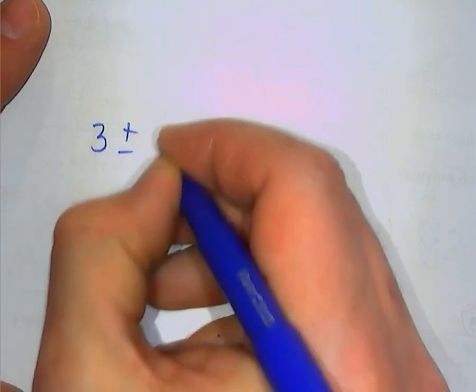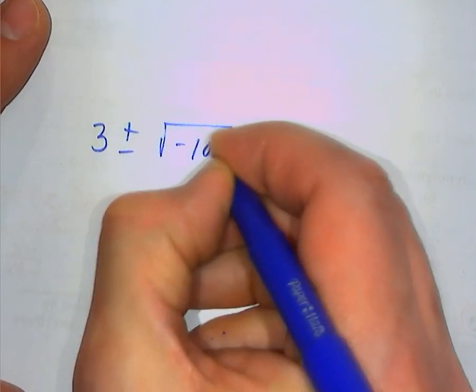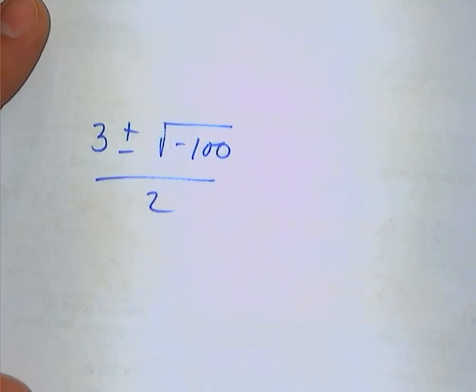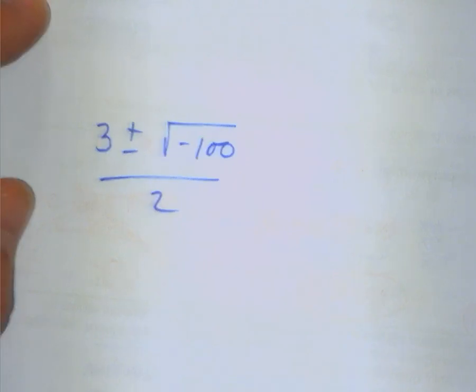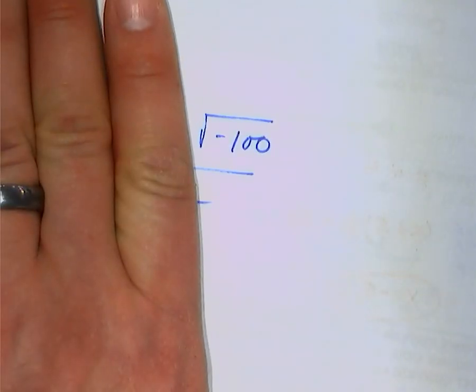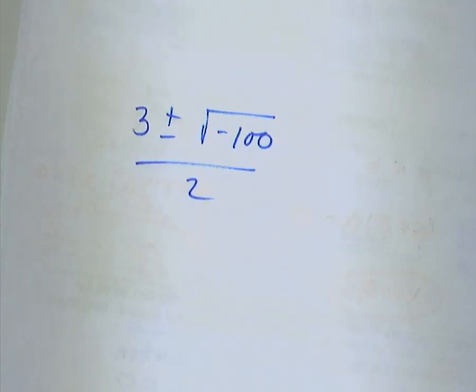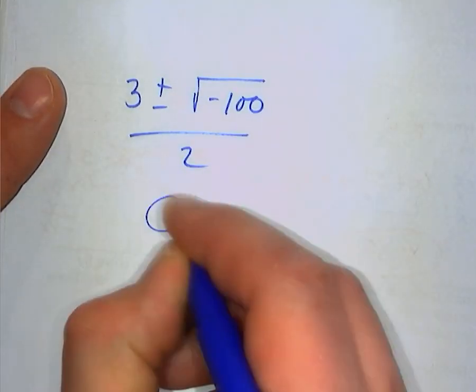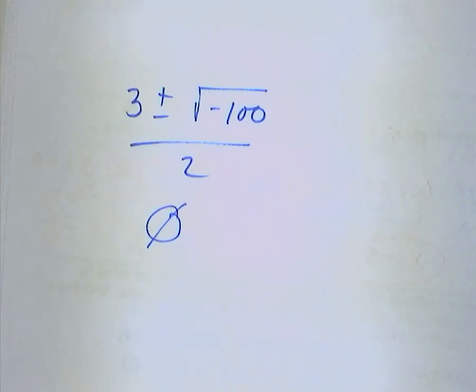Last thing before we let you loose here. As you're going through, here's something that could happen. What if you get 3 plus or minus the square root of negative 100 over 2? What happens with that? When we did the square root method, if I just have the square root of negative 100, what happens? You can't do it, right? So guess what your answer is? No solution. If you ever get a square root of a negative, you can't do it.